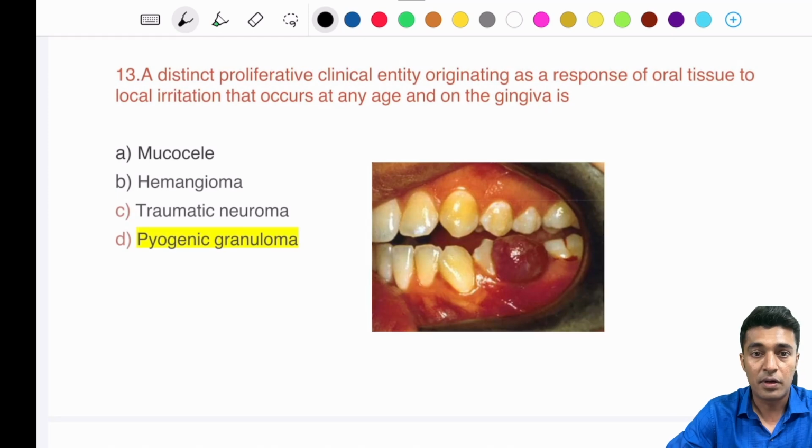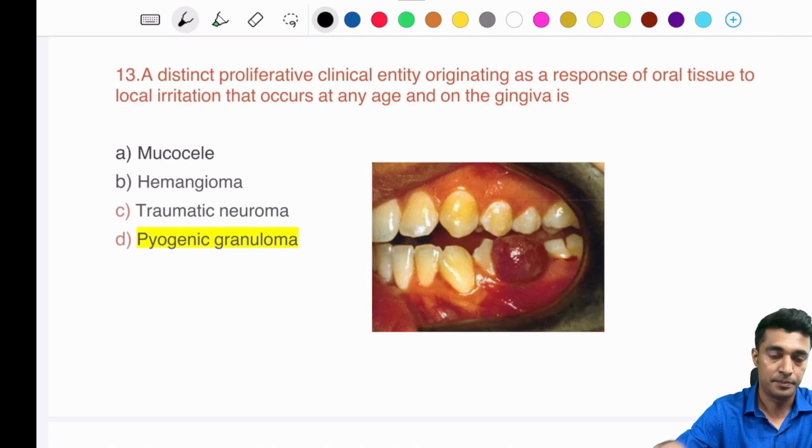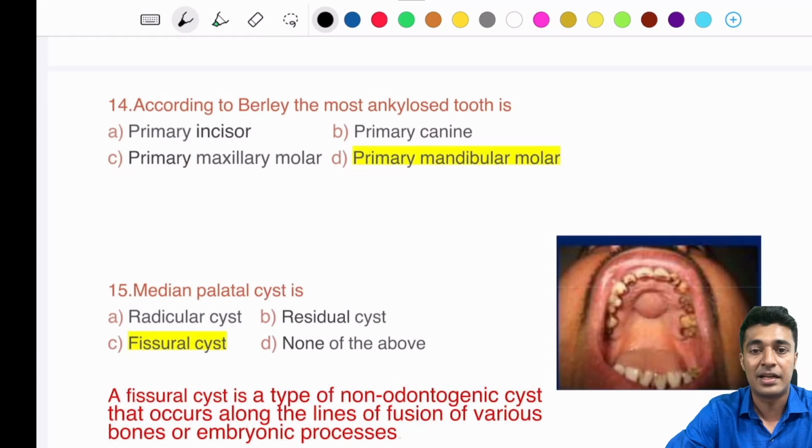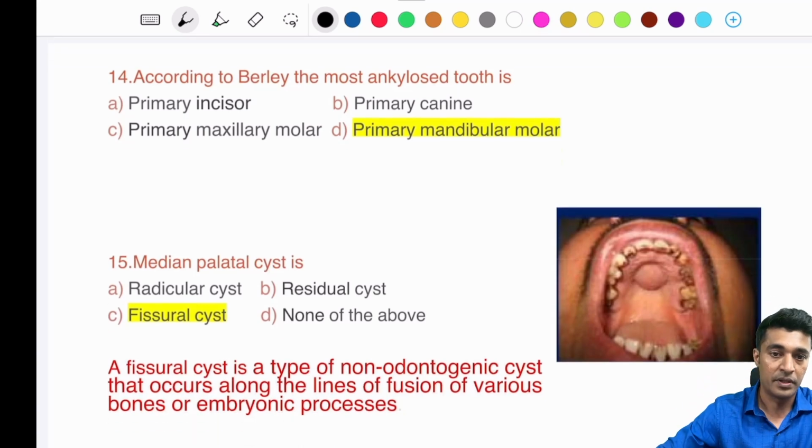A distinctive proliferative clinical entity originating as a response of the oral tissue to local irritation that occurs at any age on the gingiva is known as pyogenic granuloma. This is the definition of pyogenic granuloma. According to Burley, the most common ankylosed tooth is the primary mandibular first molar. That is the most commonly ankylosed tooth.